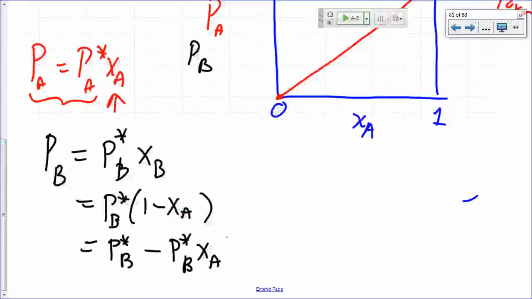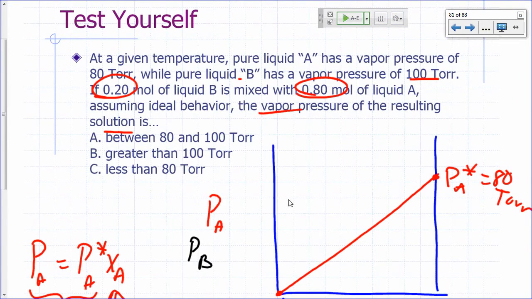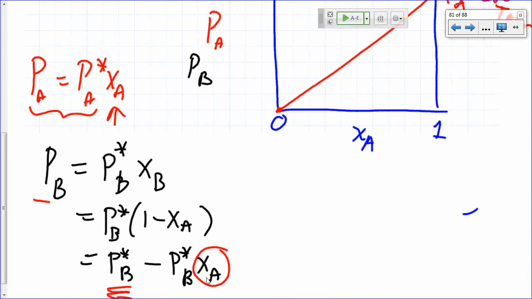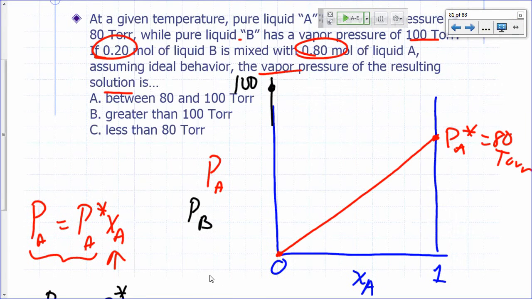Okay, so when XA is 0, what is my partial pressure of B? It's just P star B, right? And what is P star B? It's 100. So when XA is 0, it's going to be 100. That's PB. And when it's pure A, when XA is 1, what is P star B minus P star B? It's going to be 0, right? So if you were to plot the partial pressure of B versus mole fraction of A, it's going to look like this. It's going to be a straight line.